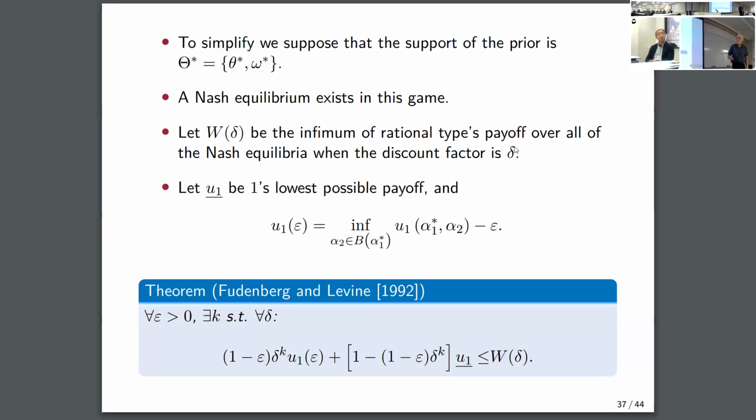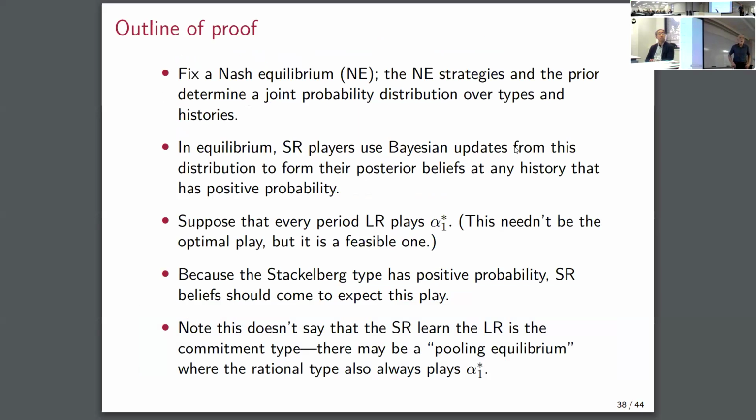So how does the proof go? Fix a Nash equilibrium. That determines a probability distribution over what people will see. And in equilibrium, the short-run players use Bayesian updating for the posterior beliefs over any history. Now, we're not going to solve the Nash equilibrium. We're bounding the payoff, so we don't know what the equilibrium is. One thing player one could do is always play alpha one star. They don't have to do that, but they could.